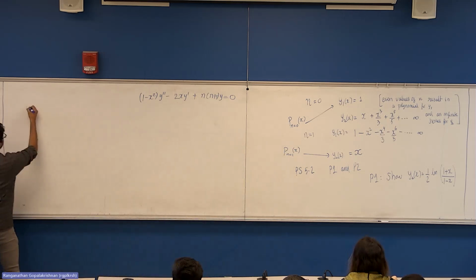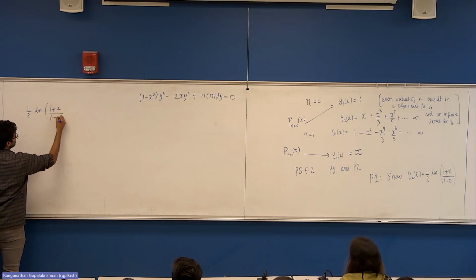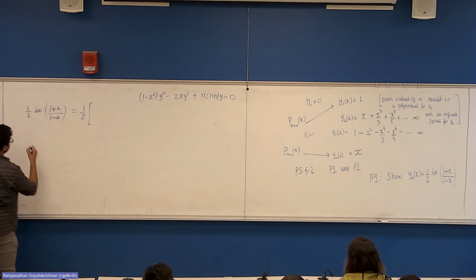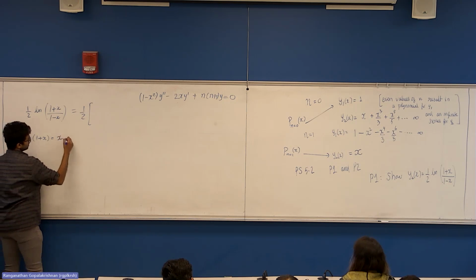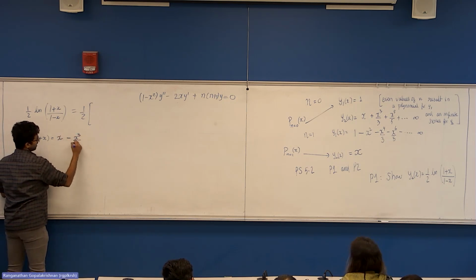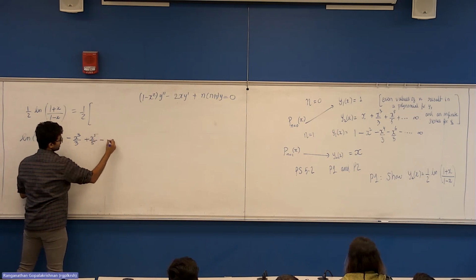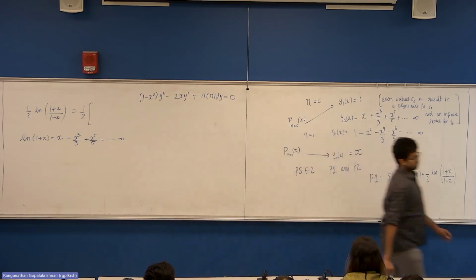Okay, so let's start with half the logarithm of (1 plus x) over (1 minus x), which is half times... What is the infinite series of the logarithm of 1 plus x? This is the information that you think you'll need, right? This is x minus x cubed by 3 plus x to the fifth over 5 minus and so on up to infinity. Am I correct? See my notes.